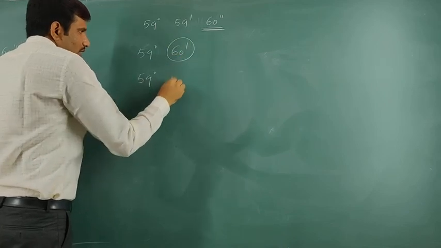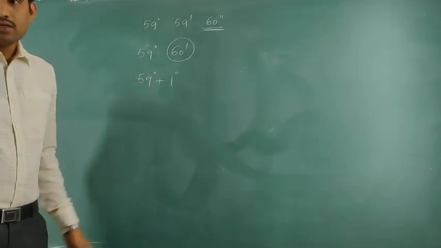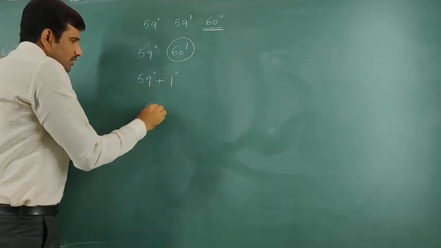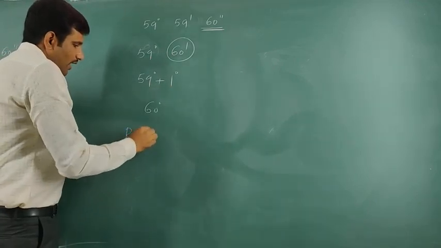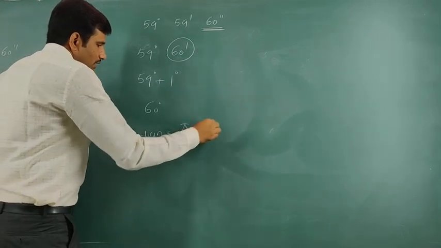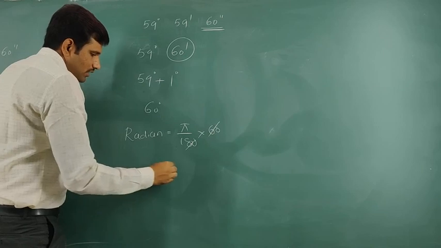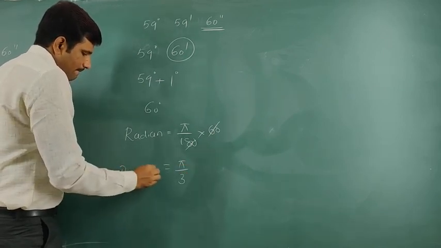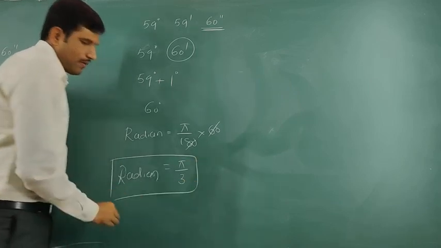60 minutes is nothing but how much? It is 1 degree, right? Now 59 plus 1 is 60 degrees. Now the radian value: pi by 180 into degree, 60. 61s are 63s are. What is the answer? Pi by 3.